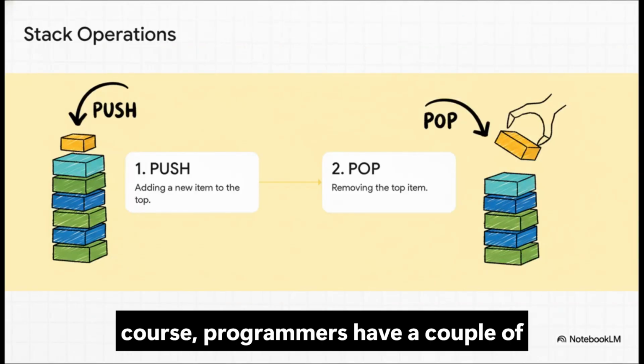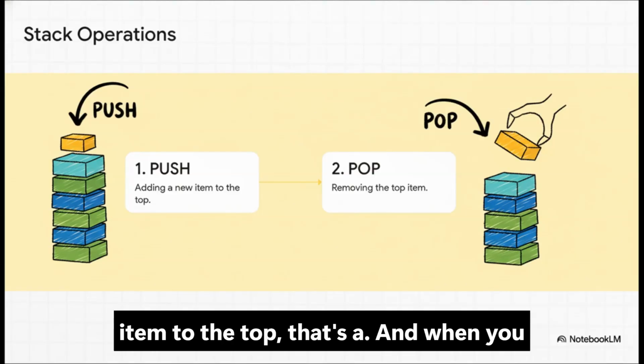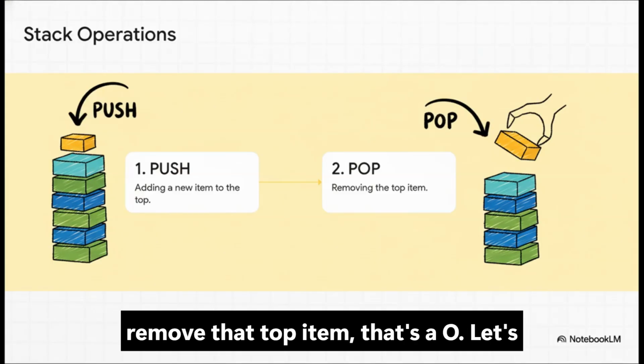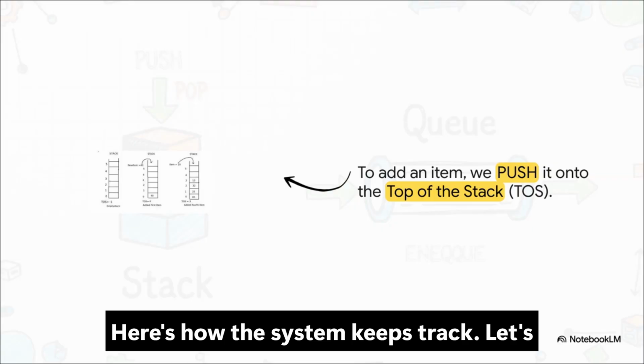And of course, programmers have a couple of simple verbs for this. When you add an item to the top, that's a push. And when you remove that top item, that's a pop. Let's see what that actually looks like. So here's how the system keeps track.